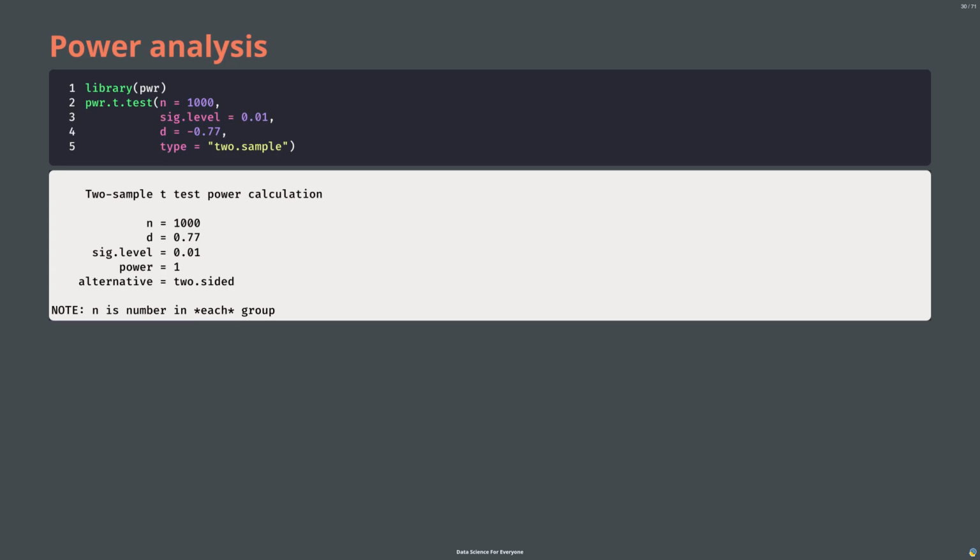In our case, the output shows a power of 1, which means that our test is extremely well powered. It has almost zero probability of missing a true effect of the size we are testing for. With such a large sample size and strong effect size, this test is highly reliable.